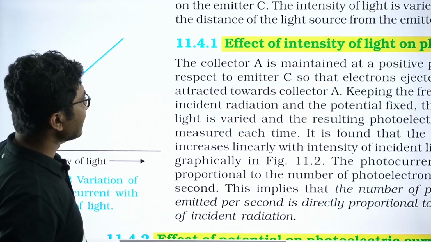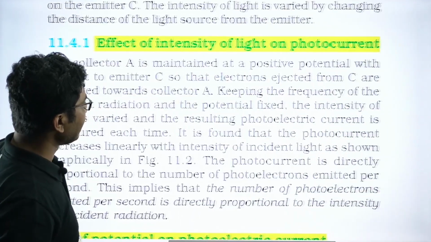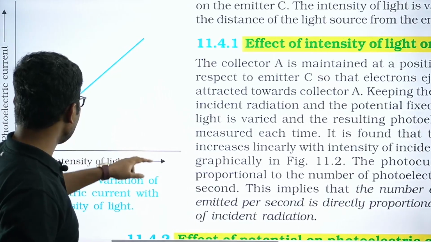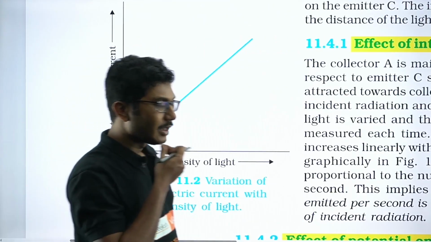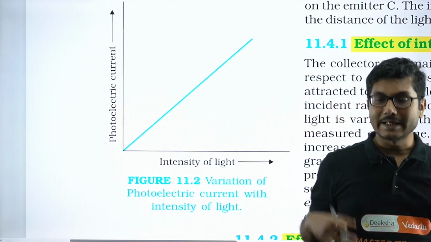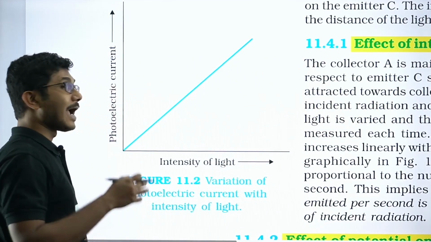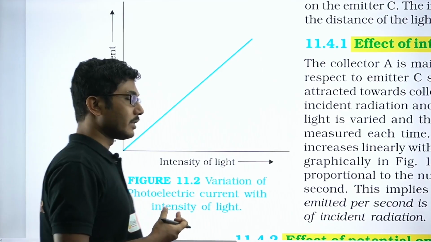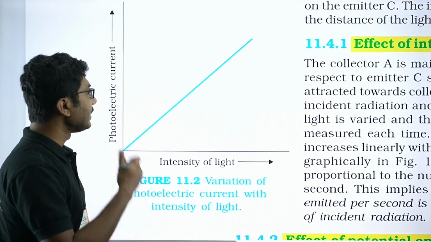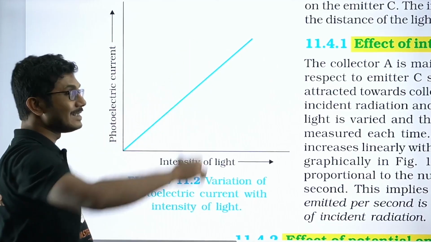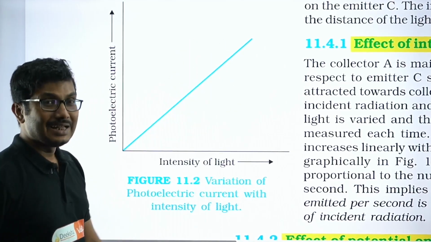Effect of intensity of light on photocurrent. There are different processes. First is intensity of light and photoelectric current. Suppose you are lighting a zinc plate using an ultraviolet ray, and instead of one ultraviolet ray, you use 2, or 5, or 10 ultraviolet rays. Then what will happen? As you increase the intensity, the current also increases linearly.